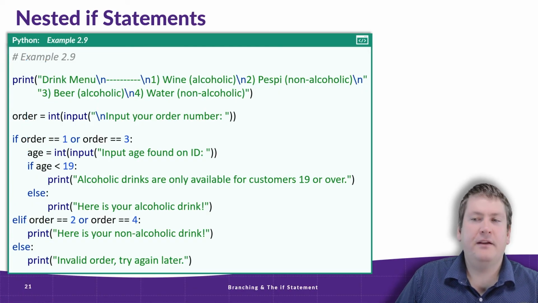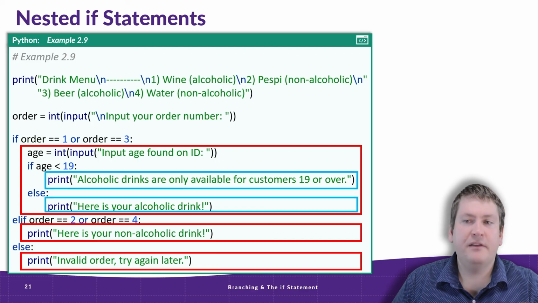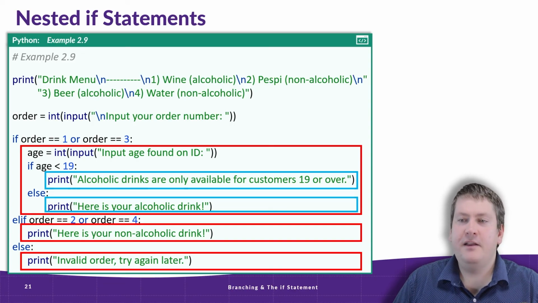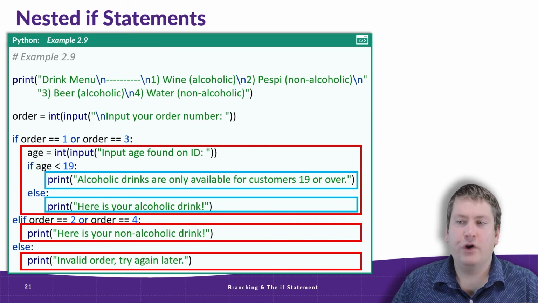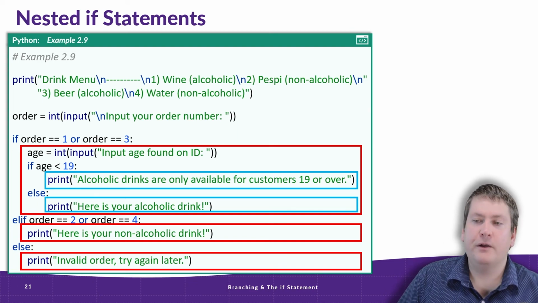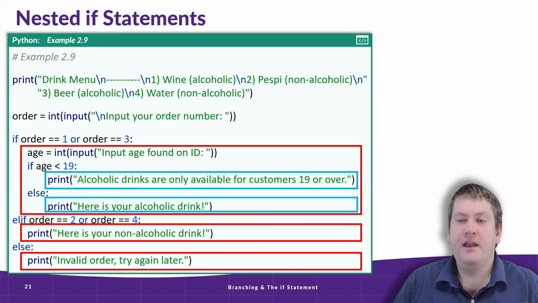So this might be a little bit clearer if we draw sort of boxes around them. So the red boxes are for the code blocks that are for that if statement. So this first big red box here is for the order equals 1 or order equals 3. If that's true, the first big red box is going to be executed. If that's false, we then check the else if, which is order equals 2 or order equals 4. If that's true, then we run the second red box. If both are false, then we run the else, which is the third red box.